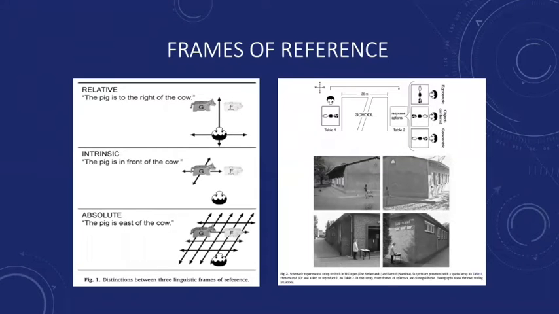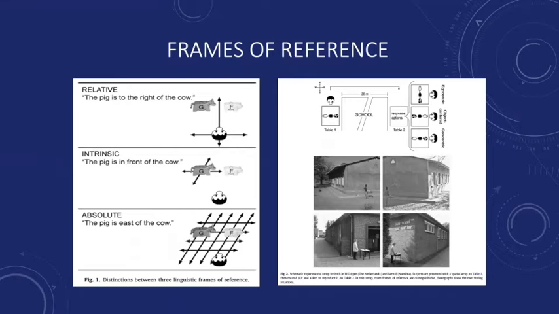Frames of reference are underlying linguistic descriptions of spatial arrays which specify the directional relationship between a reference and a shared spatial anchor. These include relative frame of reference, which specify directions and location from the individual's point of view using terms like front, back, left, and right. For example, the pig is to the front of the cow.